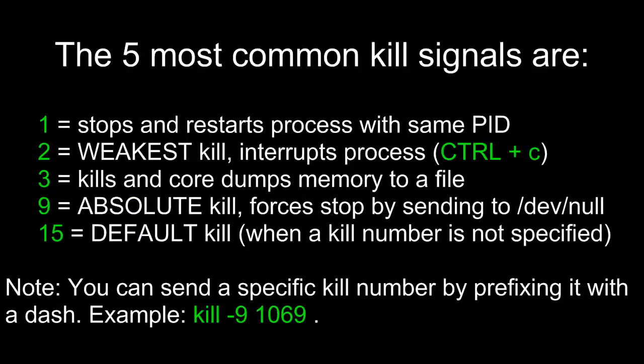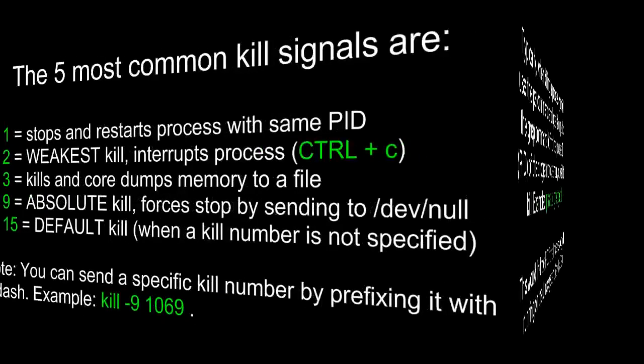The 5 most common kill signals are 1, which stops and restarts a process with the same PID, 2, which is the weakest kill and interrupts a process. When we do Control-C to break a process running from the console, that's kill signal 2. 3 kills and core dumps memory to a file. 9 is the absolute kill. It's the strongest kill, and it forces a stop by sending the process to /dev/null. And then there's 15, which is the default kill. So if you type kill and don't specify an option, that's the kill you get.